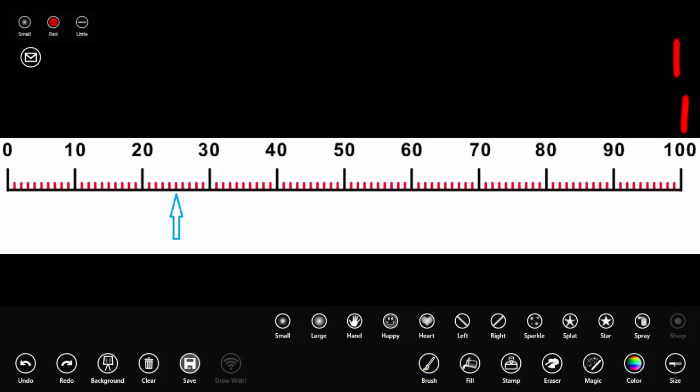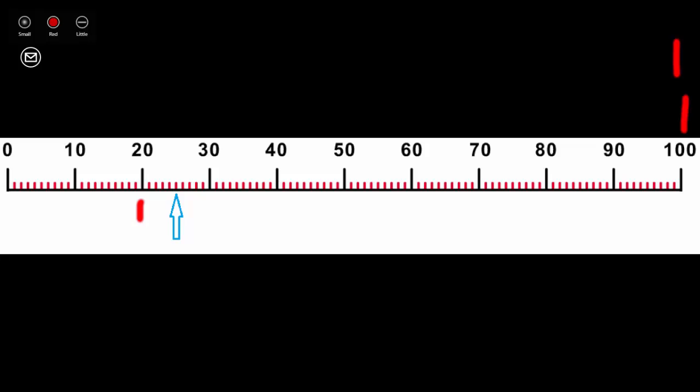Now let's start at 2/10. We know that is 20 hash marks, so let's count to see where our blue arrow is. After 20 we have 21, 22, 23, 24, and our blue arrow is pointed exactly at the 25th hash mark out of 100. Or we could say that as 25 hundredths.